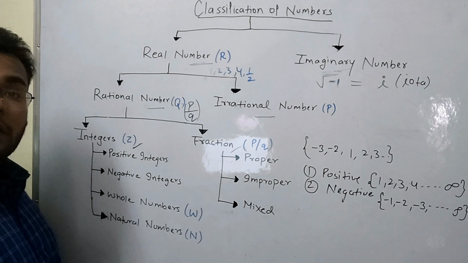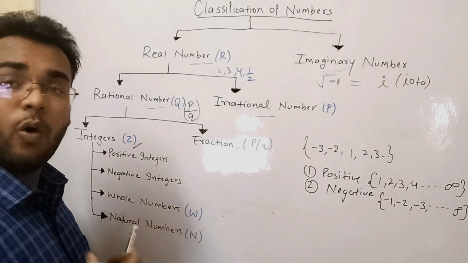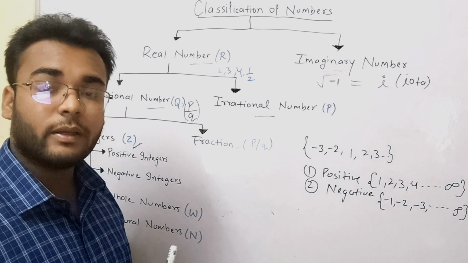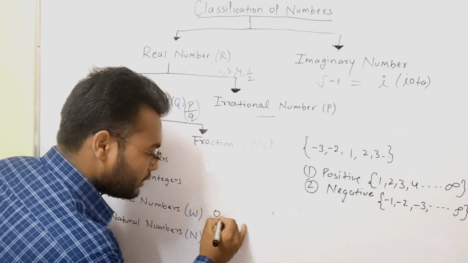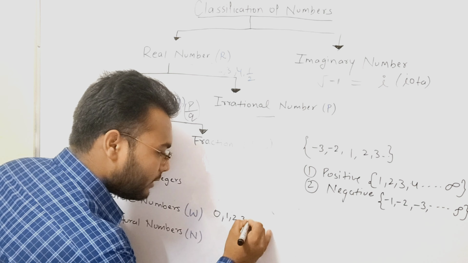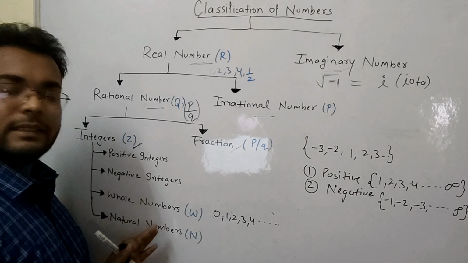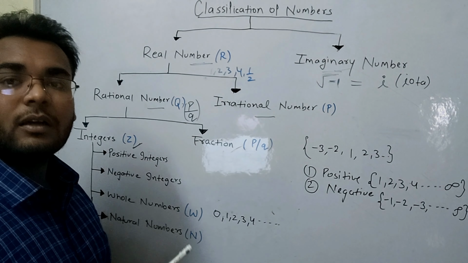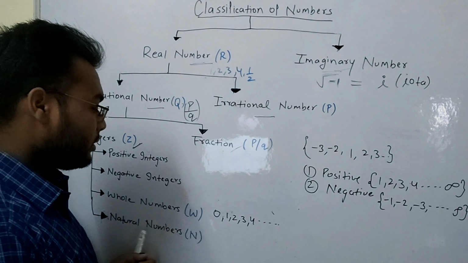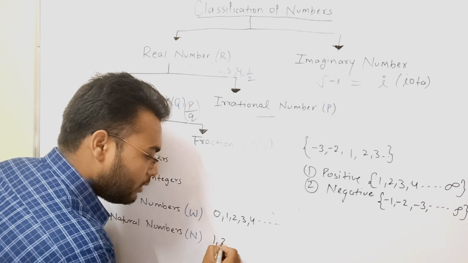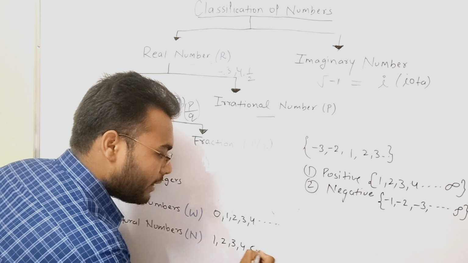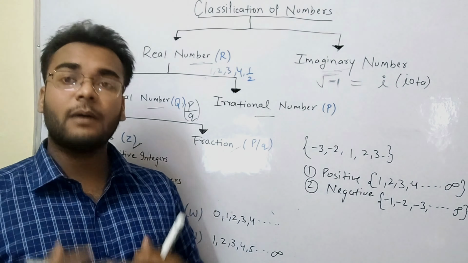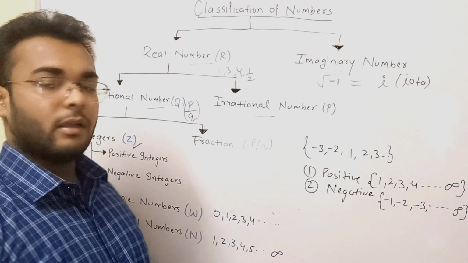So coming up to next, what is whole number? Whole number is defined as all the counting numbers starting with 0. Like 0, 1, 2, 3, 4 and so on. These all are called whole numbers. And coming up to the natural number, all the counting numbers are called natural numbers. That is 1, 2, 3, 4, 5 and so on, till infinity. So numbers which come naturally are called natural numbers.